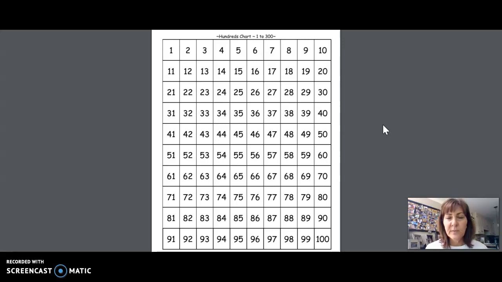Number 1. Fill in the box that's the product of 11 times 7. So just shade the whole box in. If you have a pencil, just shade it in with a pencil. If you have a crayon, you can use a crayon. If you have a colored pencil, you can use a colored pencil.